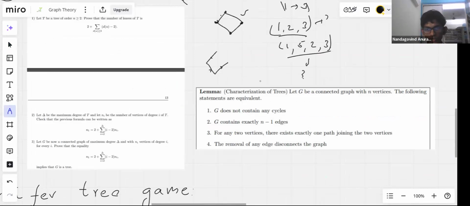So we defined it to be initially this. So this is the definition, and then we show that it's the same thing as this.